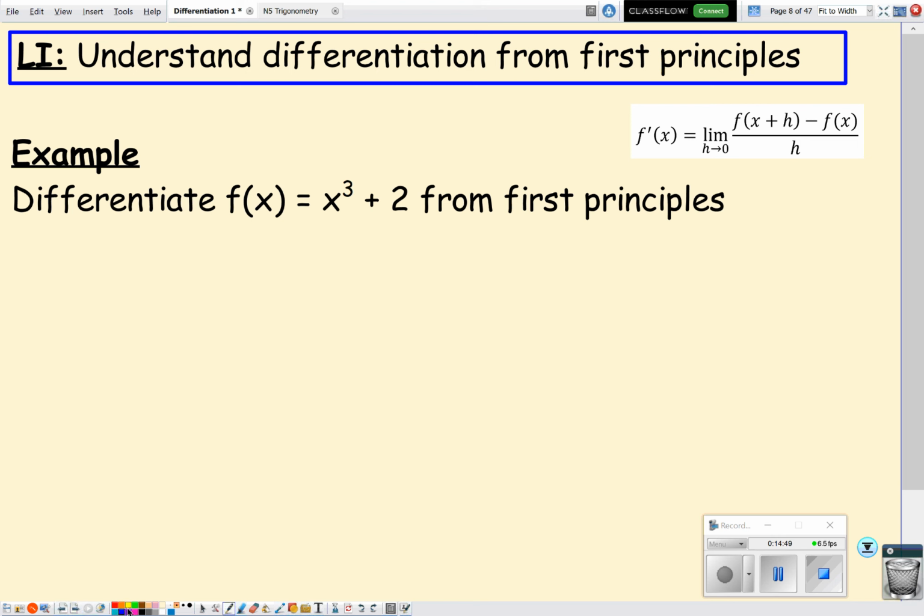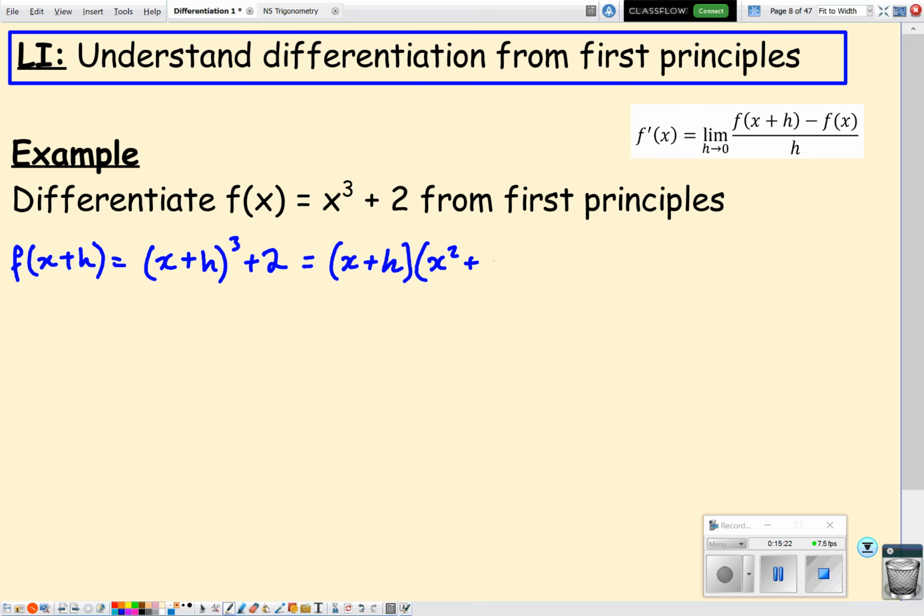Differentiate f of x equal to x cubed add 2 from first principles. So we've got f of x is x cubed add 2. Let's work out f of x plus h. That's going to be x plus h cubed add 2. Right, well that has to be multiplied out. That's no use to us the way that is just now. So let's multiply this out. So what we're going to get, x plus h times x plus h squared, which we already know, add 2. Keep multiplying it out. So multiply everything in the second bracket by x.